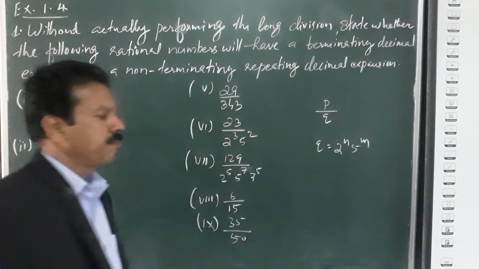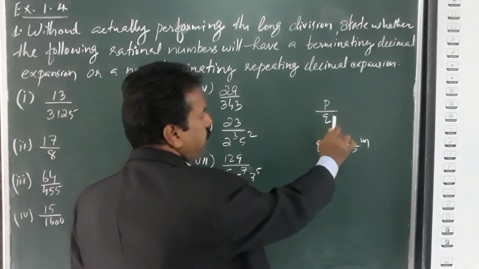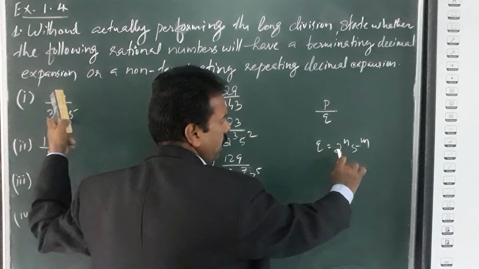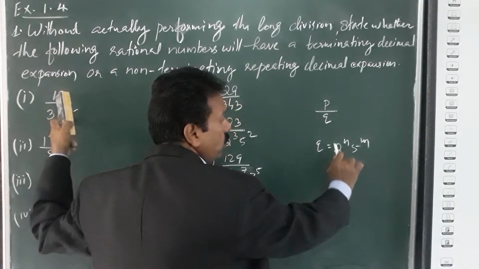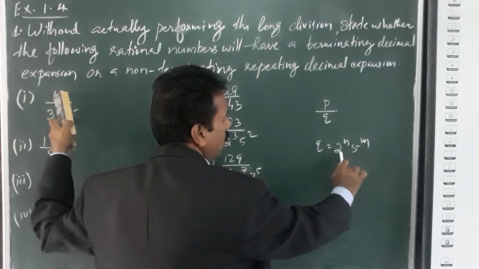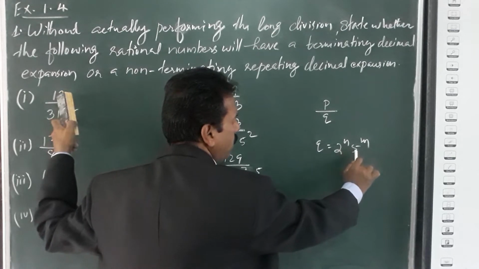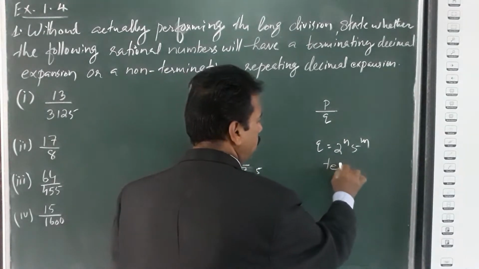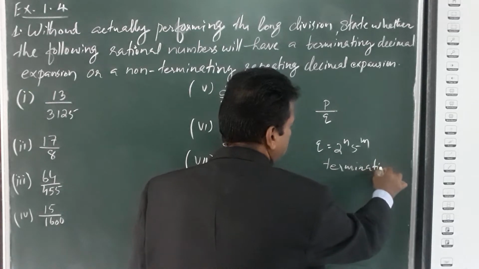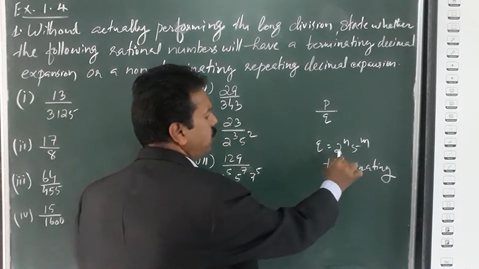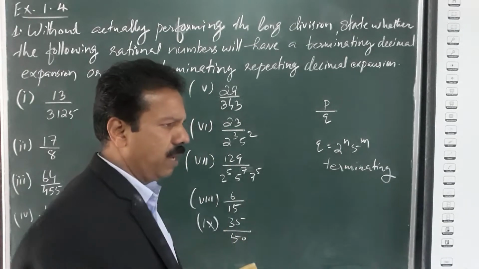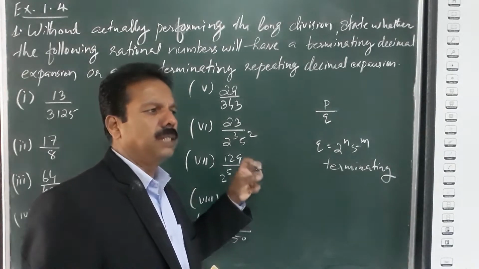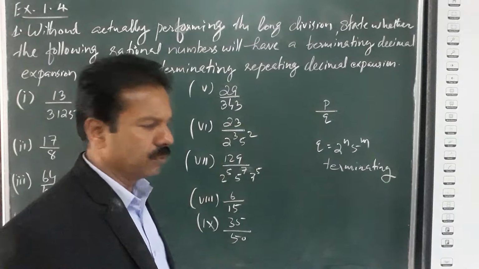That means if you factorize the denominator of the rational number in the p by q form, and the denominator q has only factors of 2 or 5 or both 2 and 5, then it is a terminating decimal expansion. Otherwise, if there is a factor other than 2 and 5, the decimal expansion of that rational number is non-terminating repeating. We can solve the questions.